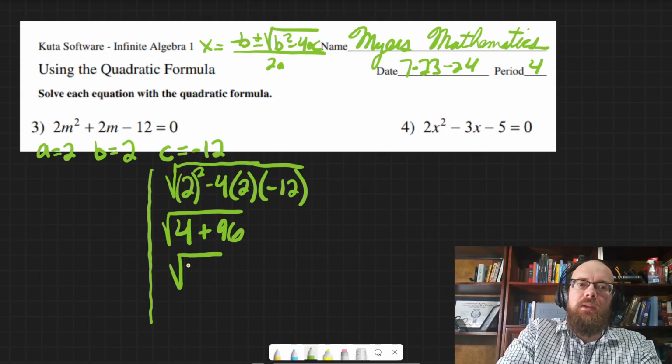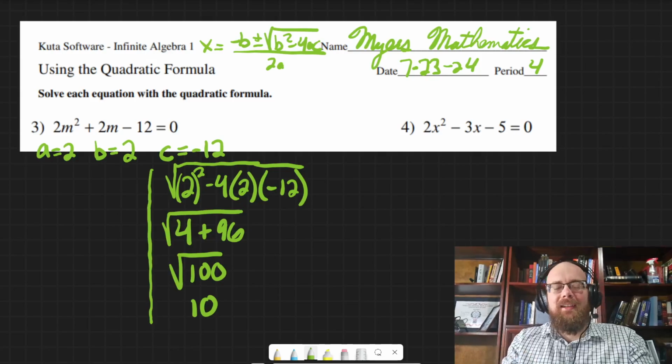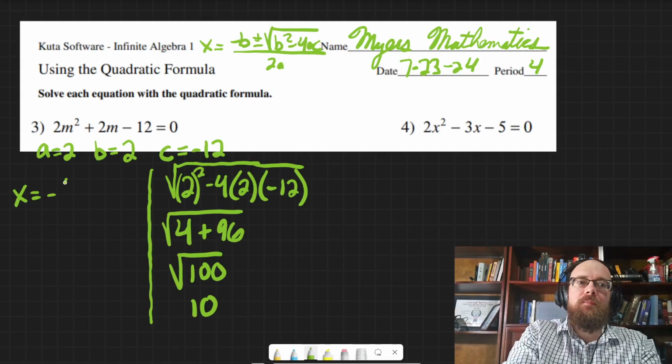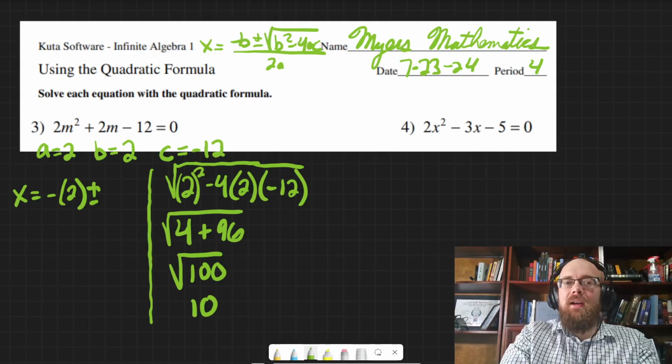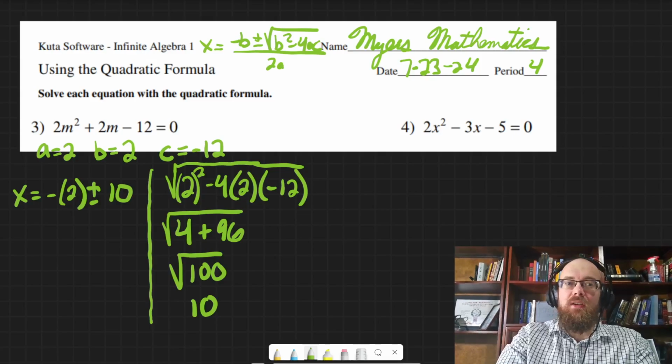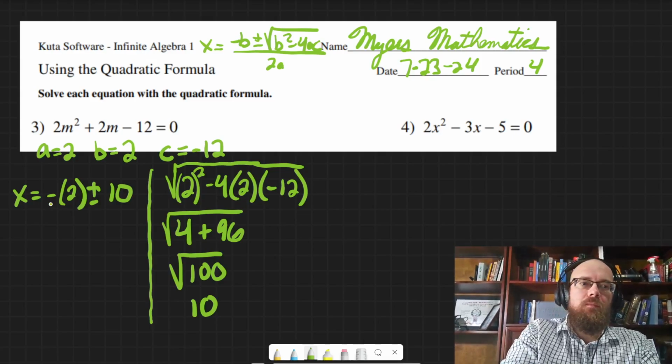Well, that's the square root of 100. And the square root of 100 is 10. Oh, that cleaned up pretty nicely, actually. So now what I do is I come over here and I say, okay, so I'm going to do the rest of the formula now. X is equal to negative b, so negative 2, plus or minus, and now I don't have to write out all of this stuff because I already did all of this next part. I just know that I'm going to put a 10 right here because 10 is the square root of b squared minus 4ac. All over 2a.